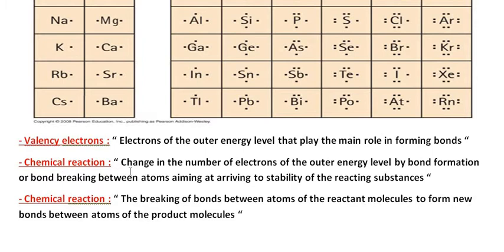Chemical reaction. When a chemical reaction occurs, there is a change in the number of electrons of the outermost energy levels. This change occurs by bond formation or bond breaking between atoms, which aims at arriving at stability of the reacting molecules. A chemical reaction is also the breaking of bonds between atoms of the reactant molecules to form new bonds between atoms of the products.